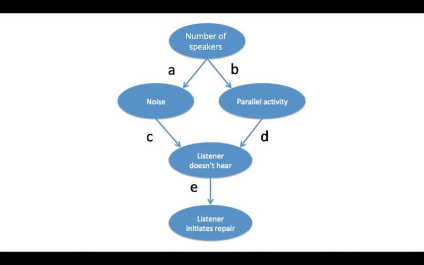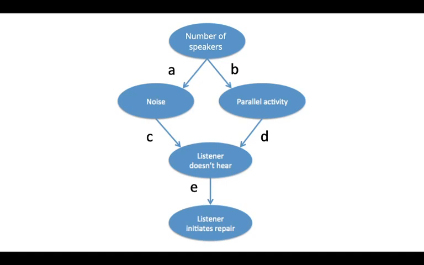So this graph says that if you were to increase the number of speakers in a conversation, that would increase the amount of noise and also increase the amount of parallel activity that was happening. Both noise and parallel activity cause a change to the probability of a listener not hearing something. And if a listener doesn't hear something, that affects whether they will initiate repair. So note that there's no direct link between number of speakers and listeners initiating repair, except for the effect that it has on them not hearing.